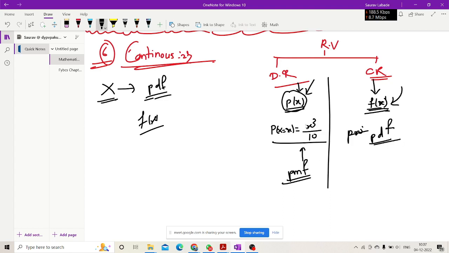Okay, here in the discrete random variable it is called the PMF, and in the continuous random variable it is called the PDF. This is the probability mass function, this is the probability density function. Probability mass function is denoted by P of x, or probability of X equals x. Probability density function is denoted by small f of x.